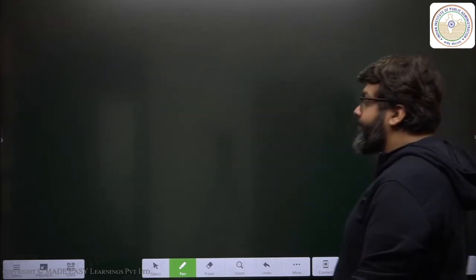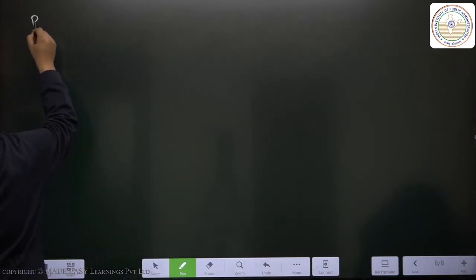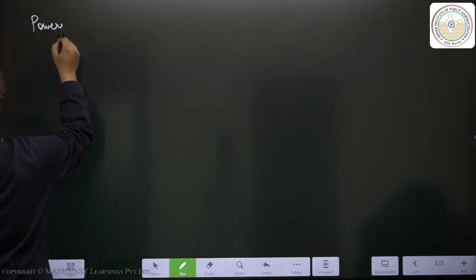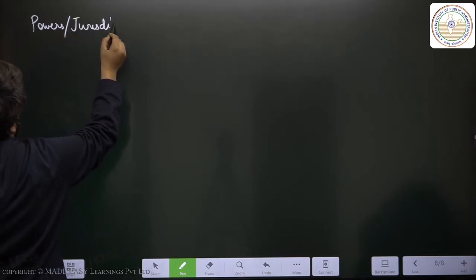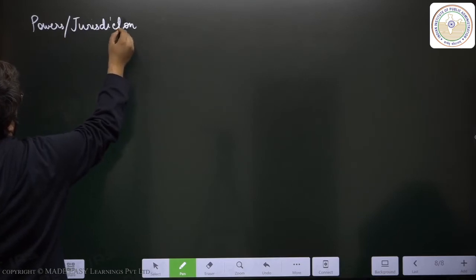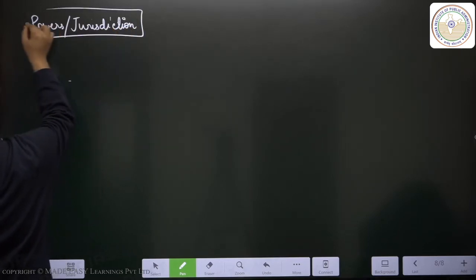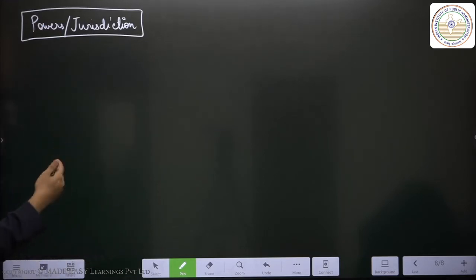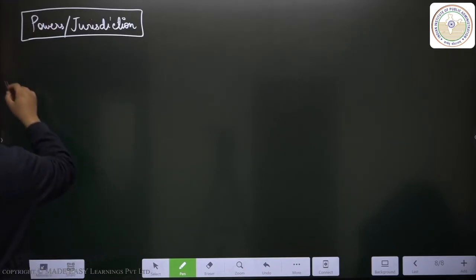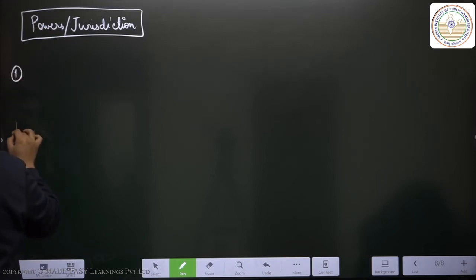All right. Last part, extremely simple as far as the plea is concerned. The powers, or let's say jurisdiction. Jurisdiction, as we know, is the capacity of the court to hear a matter. Now, broadly, there are 3 kinds of jurisdictions.